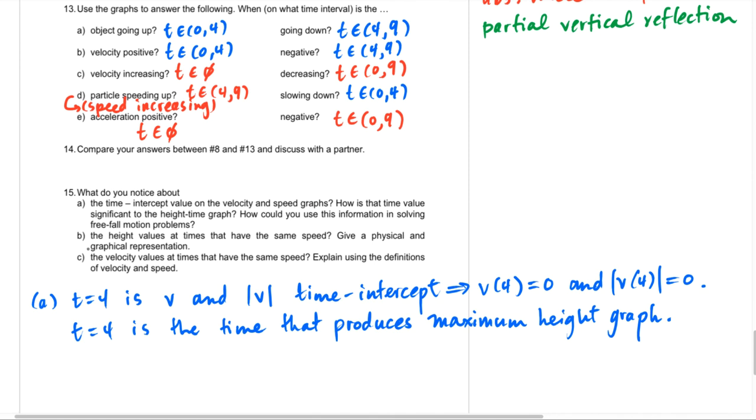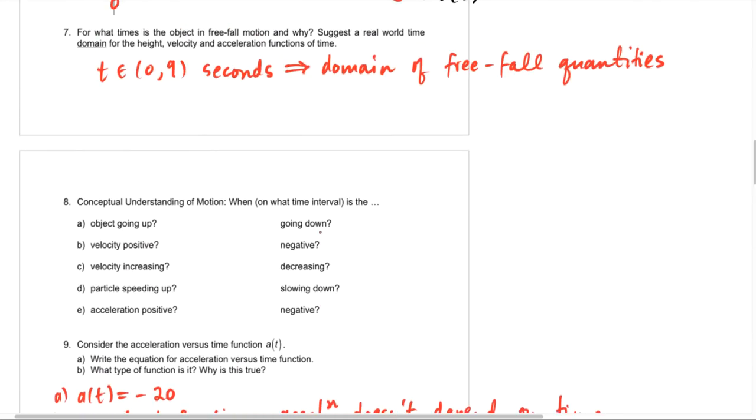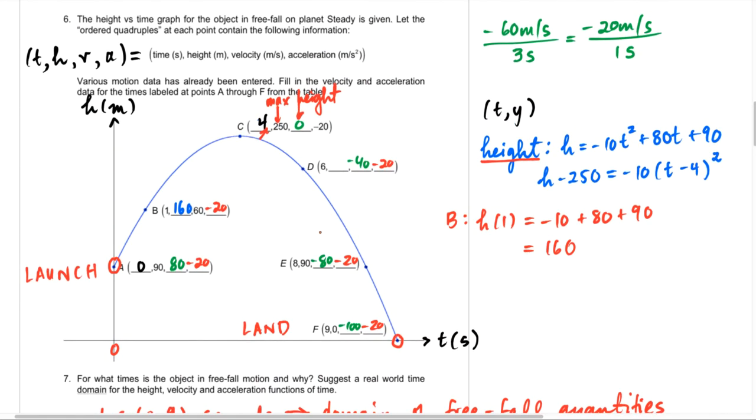Similarly, in part B it asks, what do we notice about the height values at times that have the same speed? So if we take a look at times that have the same speed, we really need to see speed as the absolute value of velocity. And if we have the same speed, that means that the velocity values could be the same or they could be different. On the way up, the velocity values are positive, and on the way down, the velocity values are negative.